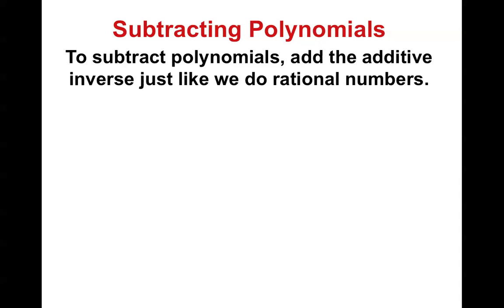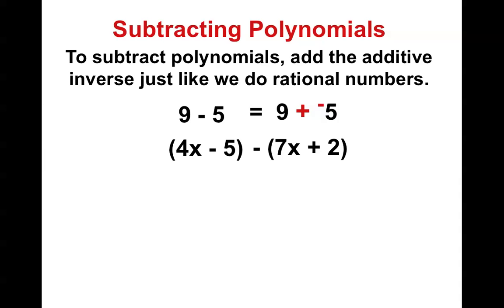All right, so let's get back to our problem. We knew that 9 minus 5 would be 9 plus negative 5. You've seen me do that lots. How do I handle this one? Well, if I'm going to add and then the opposite of this, then what I would get would be adding the opposite of 7x, which would be negative 7x, and the opposite of 2 would be negative 2. Now I just am adding these together.